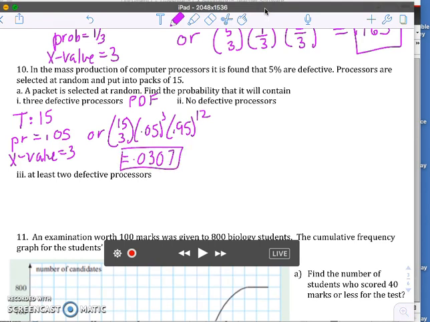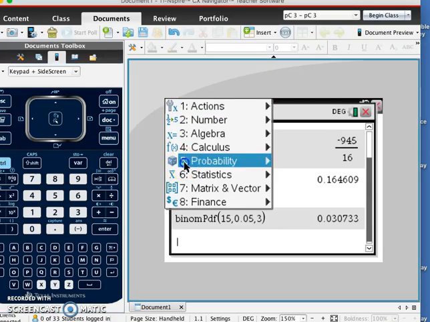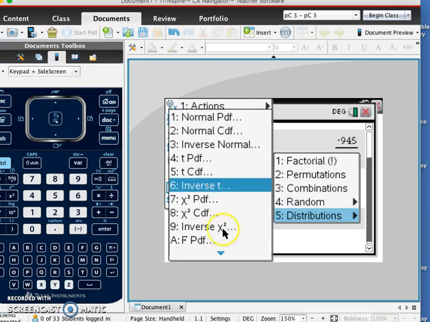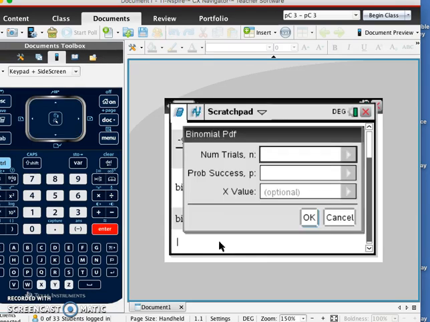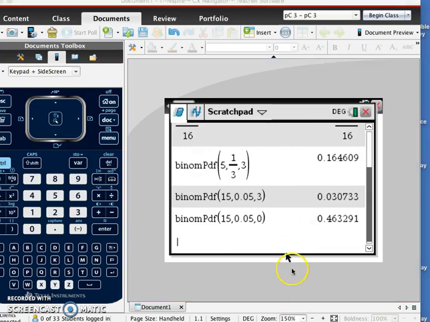So no defective. So this, our total would be 15. Probability 0.05. And our X value would be 0. And again, you could do that the other way again. So you could do 15 choose 0, 0.05 to the 0 times 0.95 to the 15th. And you'll get the exact same thing. So menu, probability, distributions, binomial PDF, so 15, 0.05, 0, so 0.463.